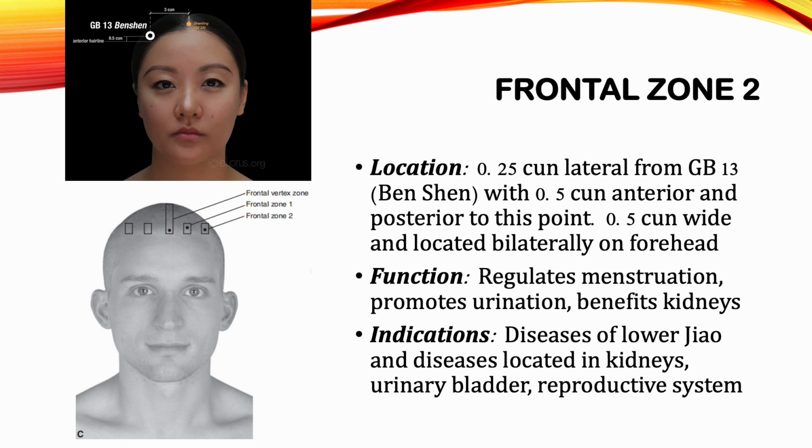Frontal zone 2. 0.25 cun lateral from Gallbladder 13 with 0.5 cun anterior and posterior to this point. It is 0.5 cun wide and located bilaterally on the forehead. Regulates menstruation, promotes urination, and benefits the kidneys. Used to treat diseases of the lower jiao and diseases located in the kidneys, urinary bladder, and reproductive system.